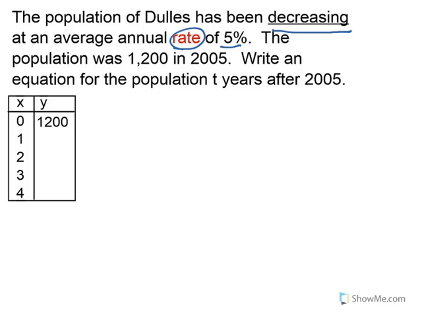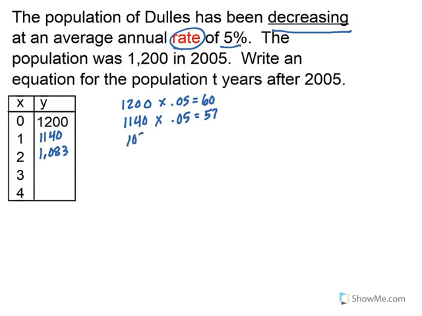The first option would be to utilize the table to find the values and then write the equation from the table. So if I know that I'm decreasing by 5%, well, if I start off with 1,200 people in 2005 and I take 5% of that, so I multiply by 0.05, I know that that's 60. So our population decreased by 60 students the first year. That would leave me with a total of 1,140 students. And if that pattern keeps up, well, we know that 5% of 1,140 is 57. And so that would give me 1,083 students.